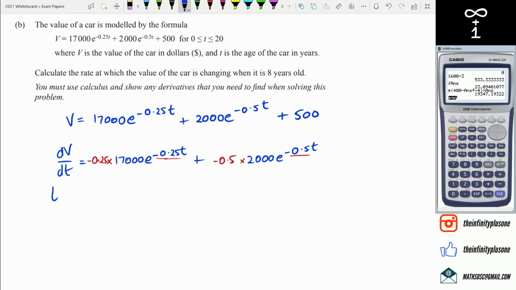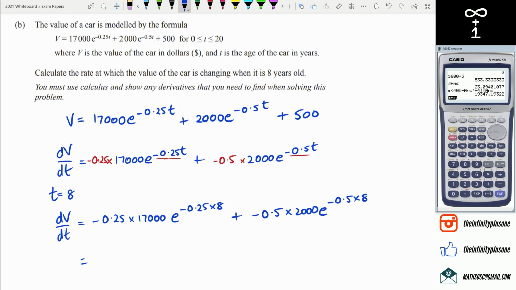The next thing is t is equal to 8. So the rate at which things are changing is we're going to put dv/dt equals negative 0.25 multiplied by 17,000 e to the power of negative 0.25 times 8, plus negative 0.5 multiplied by 2,000 e to the power of negative 0.5 times 8. So just literally putting this in the calculator, folks.